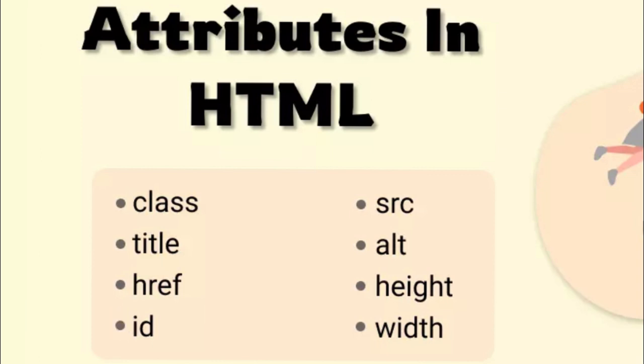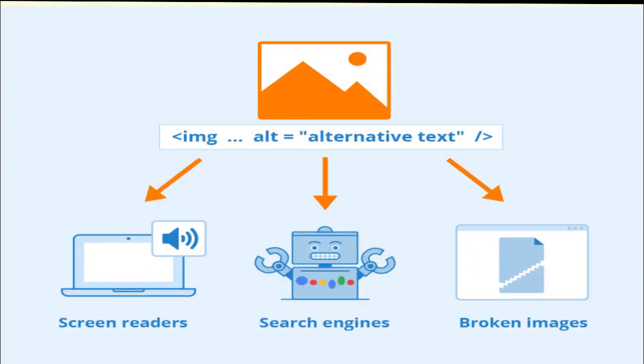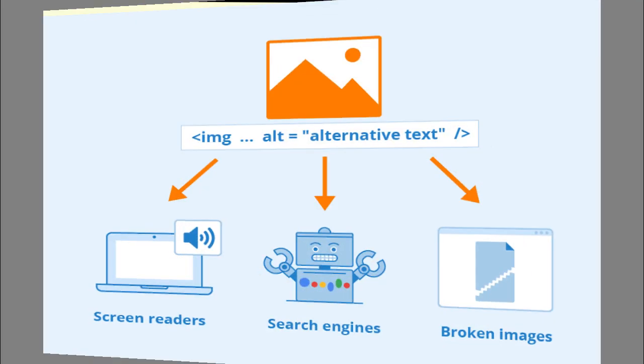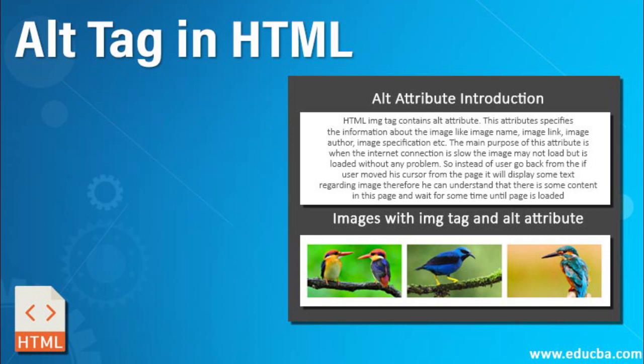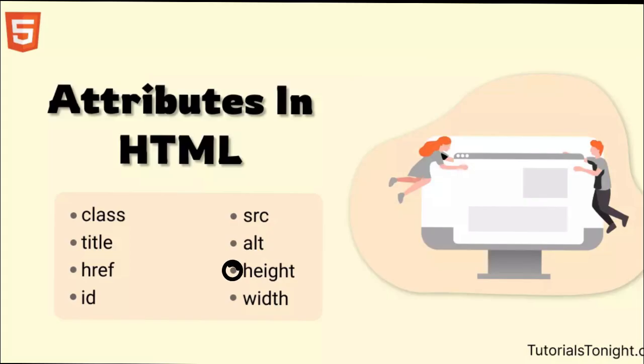Moving on, next one is src. The src attribute specifies the location URL of the external resource. The alt attribute provides alternative information for an image if a user for some reason cannot view it because of slow connection, an error in the src attribute, or if the user uses a screen reader. And height attribute is used to specify the height of the element, same as width attribute is used to specify the width of the element.